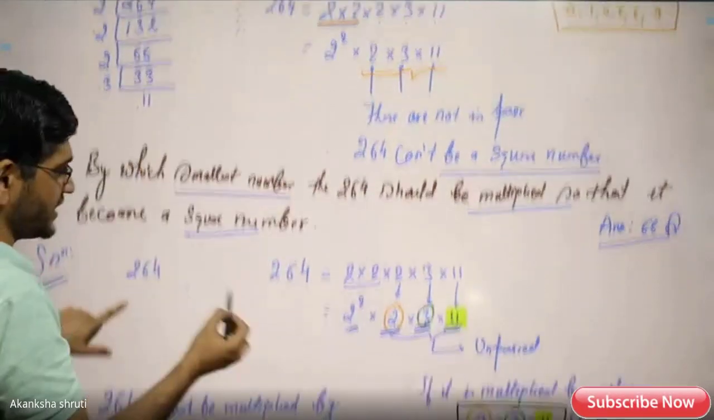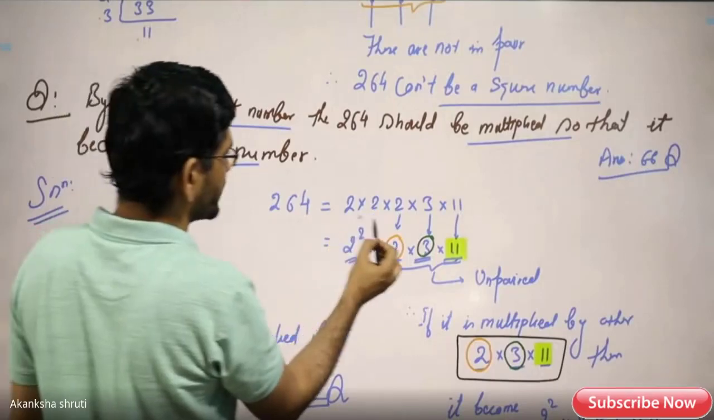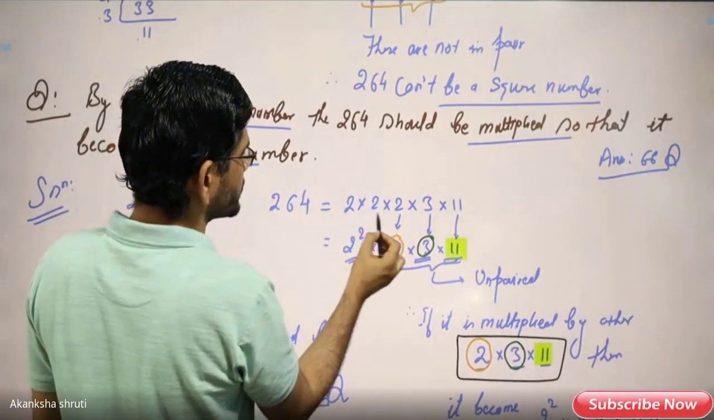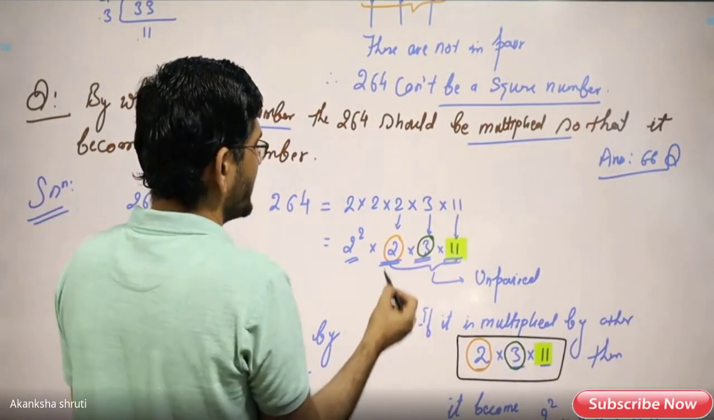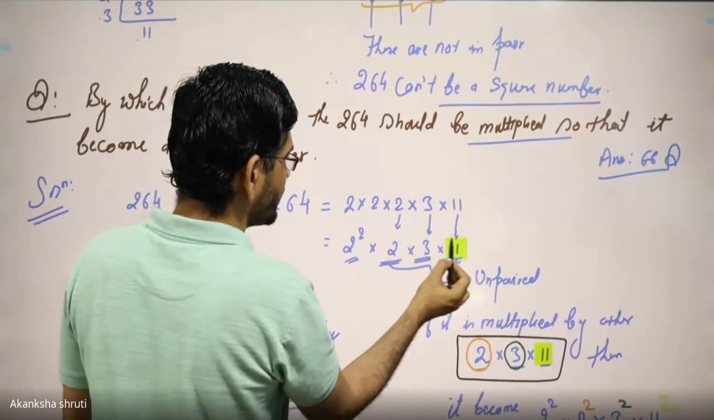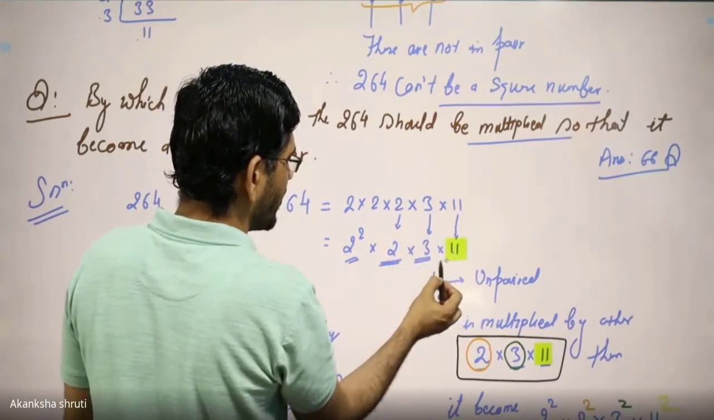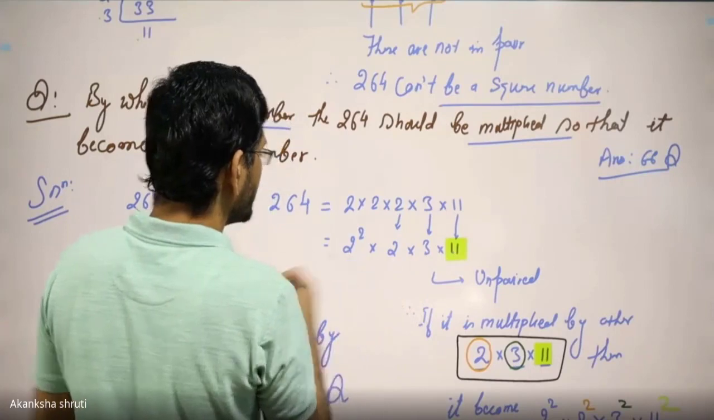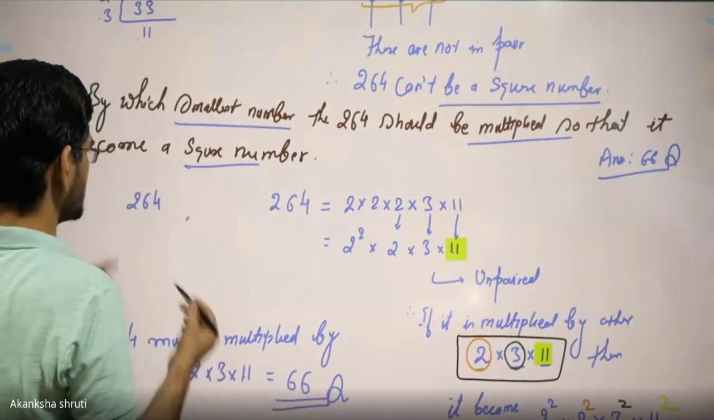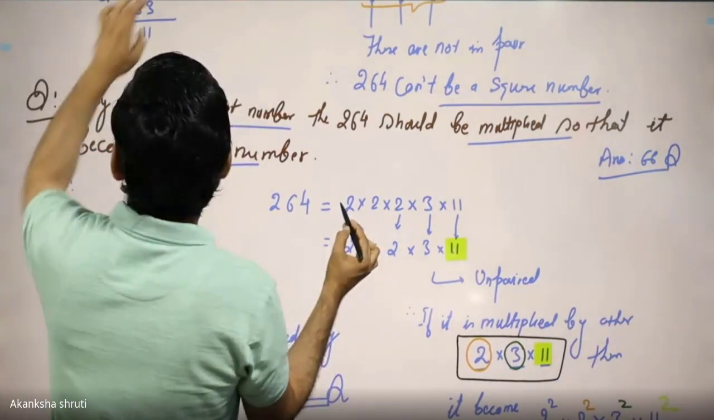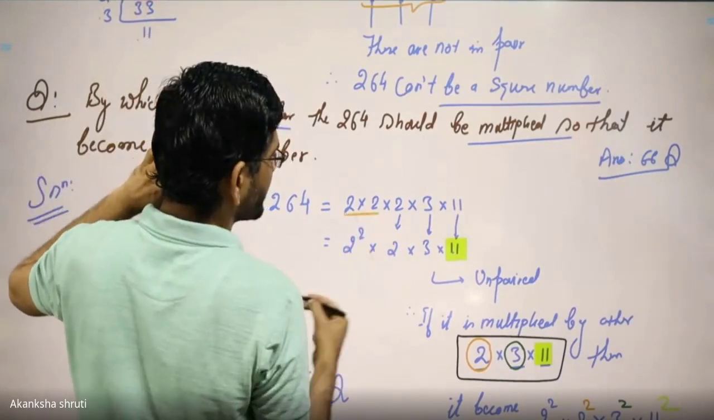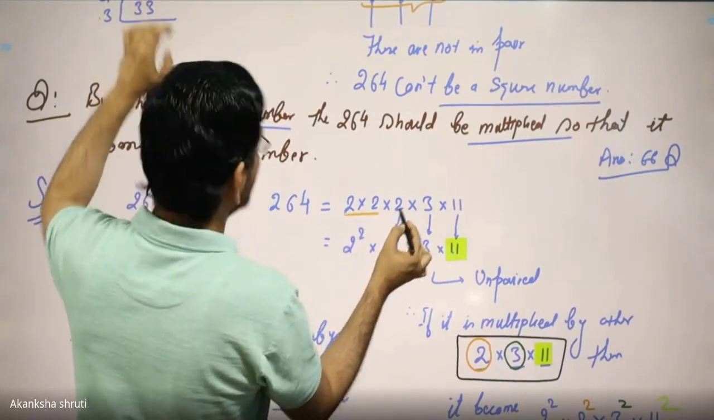The same method: we have written 264 as the product of 2 into 2 into 2 into 3 into 11. Now here, for checking the square, we need to make pairs of 2. Students, the first 2 occurs 2 times, but this 2 remains unpaired.